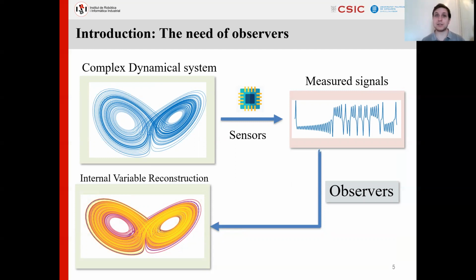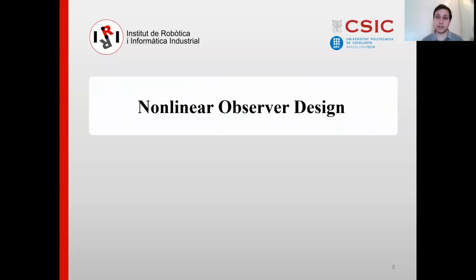Taking this into account, this PhD thesis focuses on developing an observer design framework that can be implemented in systems with strong nonlinearities, significant amount of sensor noise, and parametric uncertainty, and show that this framework can be used to solve practical applications in energy systems. So let's start by introducing the theory related to observer design for a generic nonlinear system.